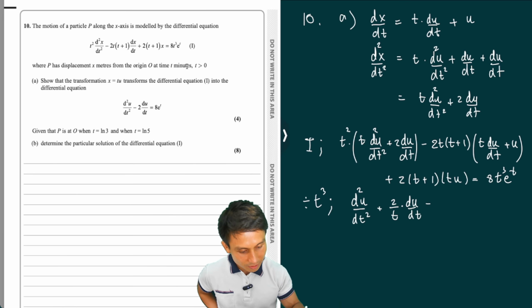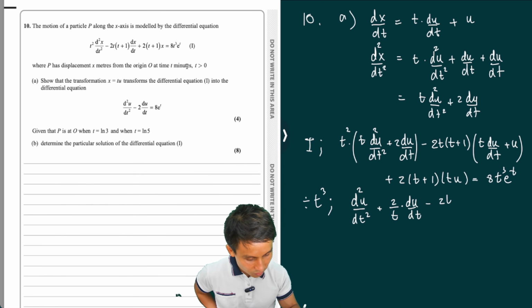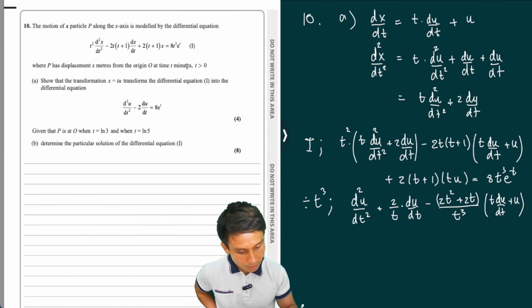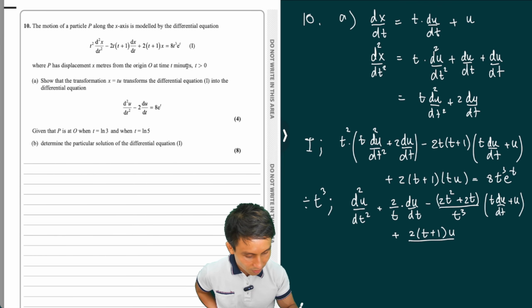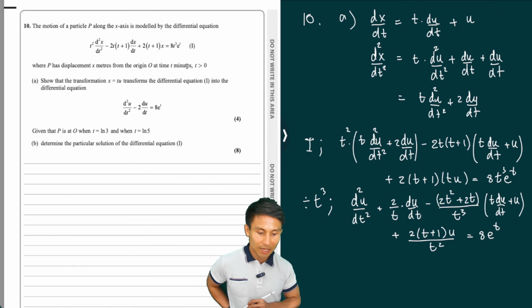Well, what about the next one? This is 2t squared. Well, that's a lot of terms. Okay, so let me just do 2t squared plus 2t divided by t cubed, and then that first. And then here we have plus, that's the same, so I'm just going to cut one t out with the tu there. So I have this times u divided by t squared. And then here we have 8e to the t.